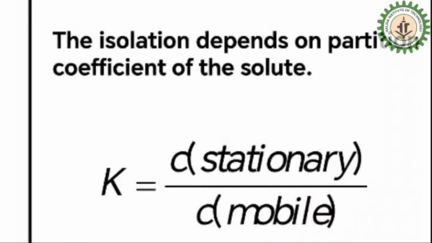Like K is equal to the concentration of the solute in the stationary phase divided by the concentration of the solute in the mobile phase. Here also you have to remember that the K value, or the partition coefficient value, is fixed for a particular solute in a particular set of stationary and mobile phases.